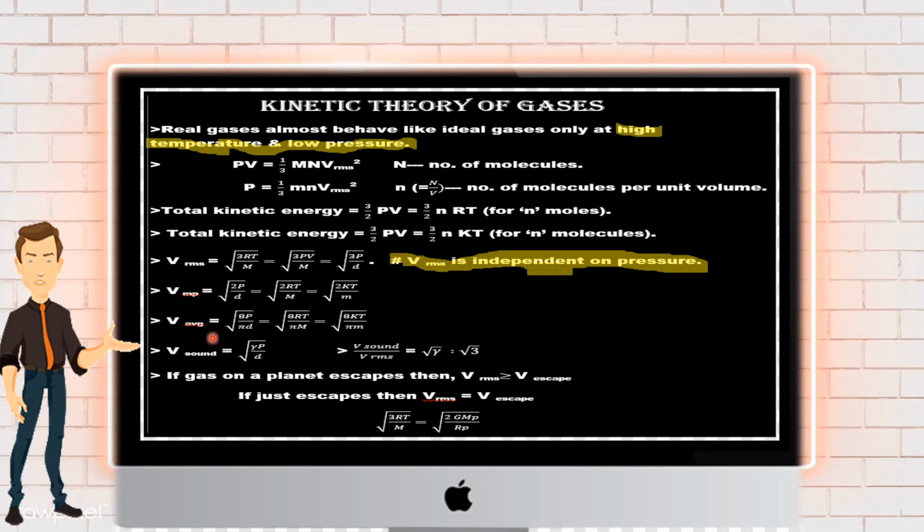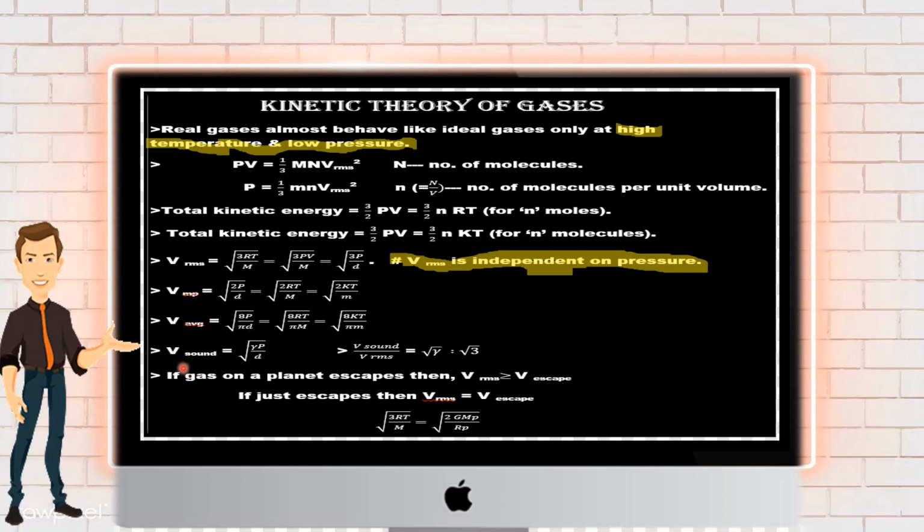Coming to average velocity. Average velocity is described as the sum of the velocities of all the molecules divided by the number of molecules. The formula is root over 8P by pi D. Remember, you should not get confused or forget using pi. 8P by pi D, 8RT by pi M, 8KT by pi M. Same terms: M is the molecular weight, K is the Boltzmann constant, T is the temperature, R is the universal gas constant, P is the pressure, D is the density.